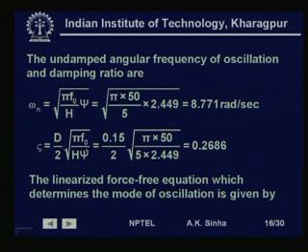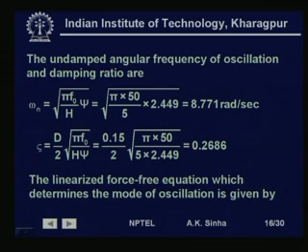of pi f 0 by H psi. This is equal to 0.15 by 2, this is the value of D that we are using, square root of pi into 50 divided by 5, the H value, into psi 2.449. So, this comes out to be 0.2686. So, the damping coefficient is 0.2686.